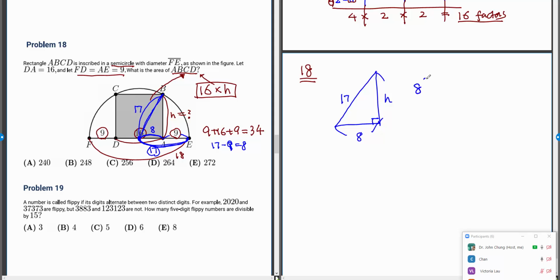17 squared equals h squared plus 8 squared. Or you know that h squared is 17 squared minus 8 squared. You can use either of these, same thing.